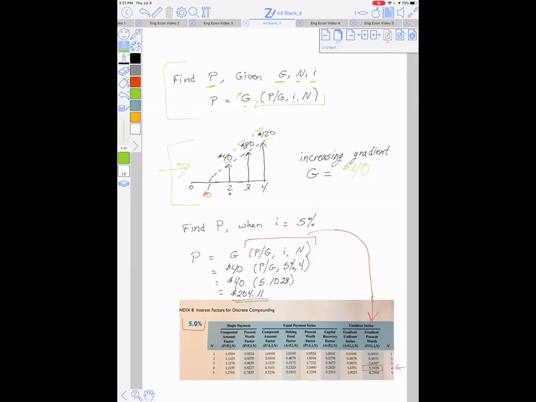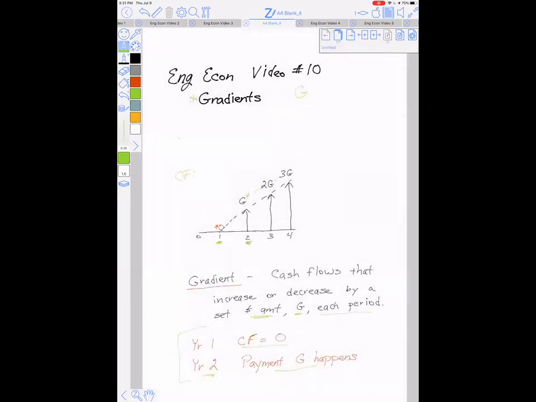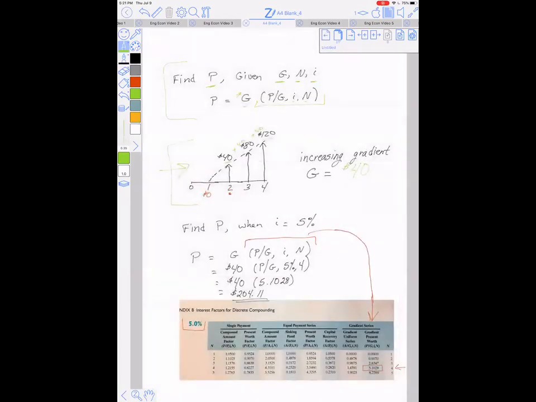So it's a set dollar amount of increase each period. Is this a properly behaving gradient? Looking back at our rules here, the year 1 cash flow must be 0, and in year 2 the gradient starts. Is that true in this case? Year 1, the cash flow is 0, and the gradient starts in year 2. Okay, good, then that's a well-behaved gradient series.